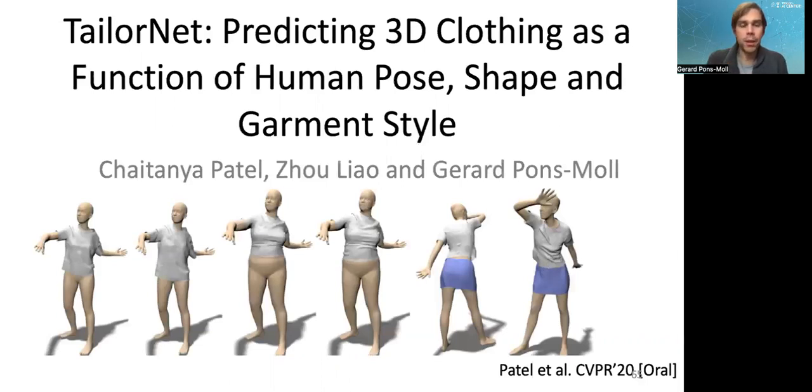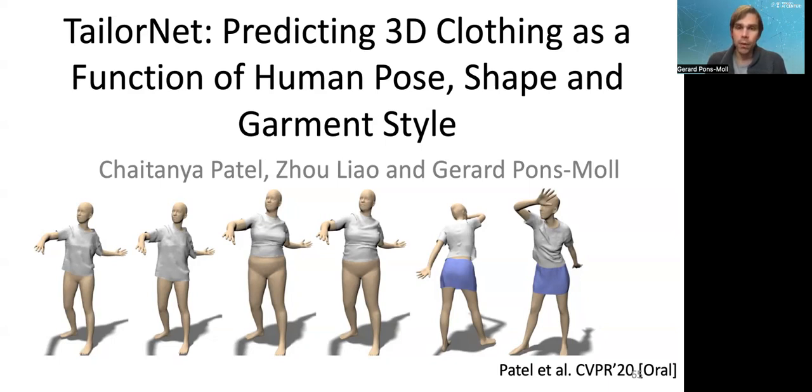So the first model of clothing that generalizes to new shapes, new poses, and new styles was the paper called TailorNet. And this paper is learning these clothing deformations using physics-based simulation. So the basic idea is to run physics-based simulation to obtain training data and then learn a model.